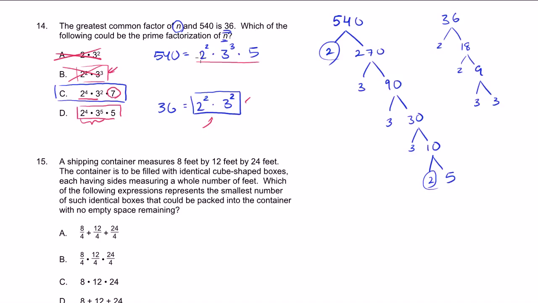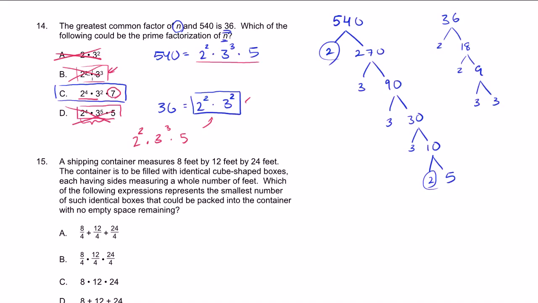It would be, let's see, we would have 2 squared, because that's the largest power of 2 that goes into both of them. It would be 2 squared times 3 to the third, right? Because that's the largest power of 3 that goes into both, times 5. This would be the greatest common factor of this number and 540, which happens to be 540. So it can't be this choice right here.